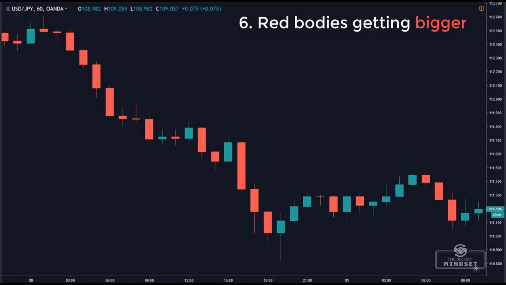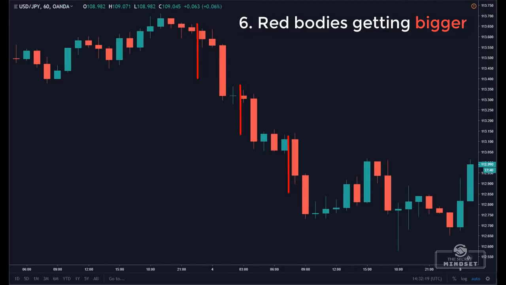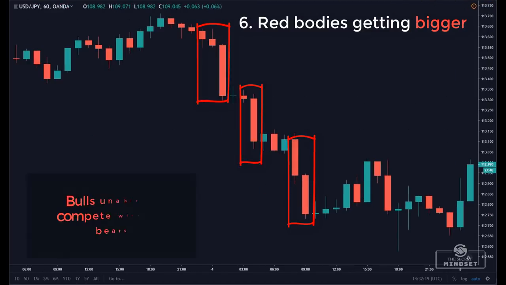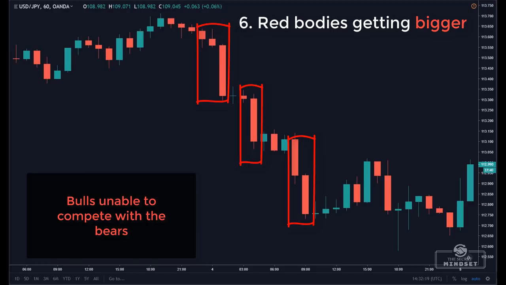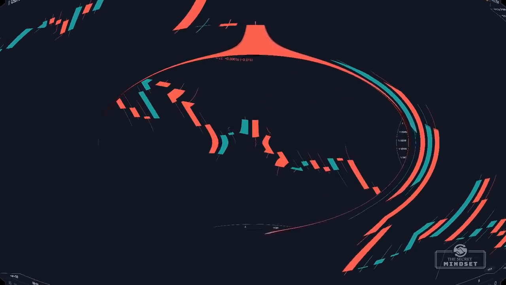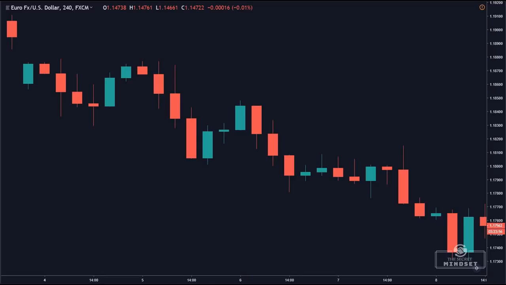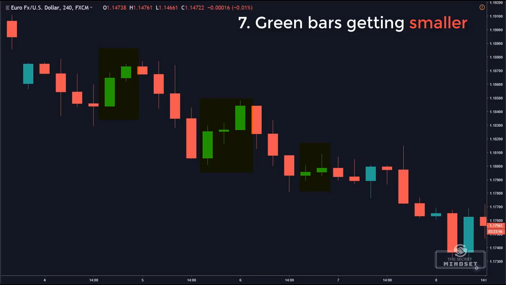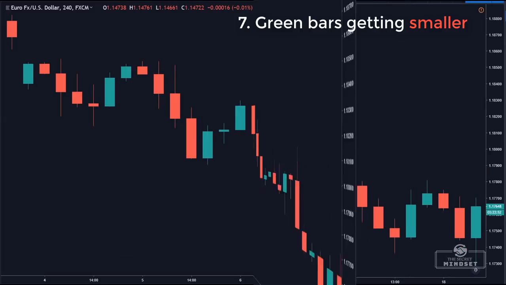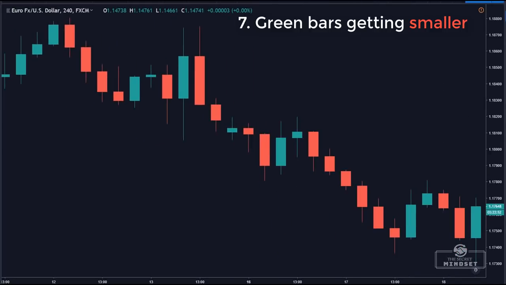Also, when we see the red bodies getting bigger, this signals a clear bearish momentum. This is a good indication that the bulls are unable to compete with the strength of the bears. Also, during a market controlled by the bears, the green bars are getting smaller and smaller. This price action indicates that the bulls can't drive the price upward.